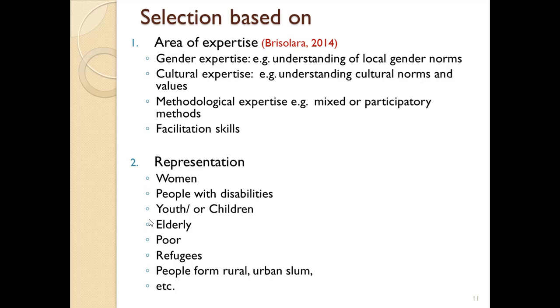The evaluation team could also be selected based on representation. Representation could be in terms of people with disabilities, youth, poor people, elderly, refugees, people from rural or urban slum areas, etc., depending on the focus, purpose and objectives of the evaluation.